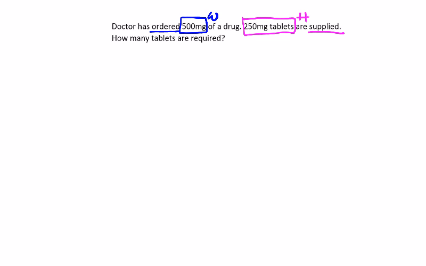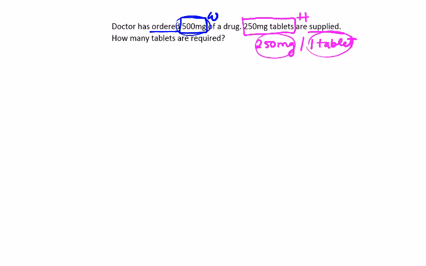And we could just interpret it as being 250 milligrams of the drug in one tablet, 250 milligrams per tablet. So we could say 250 milligrams per each one tablet, just so that we see the two quantities here, 250 milligrams, one tablet, and the 500 milligrams that is required.